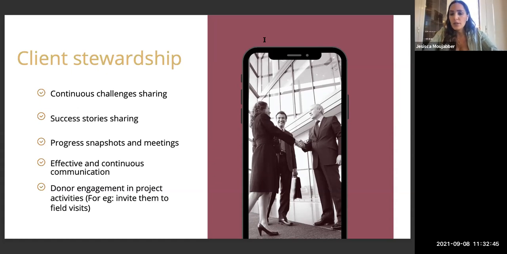And when I say success stories, I'm not only referring to success stories that are usually a required part of our reporting template or part of the compliance template. I'm also talking about success stories that we may encounter during the project implementation or during our achievements, and we might miss.